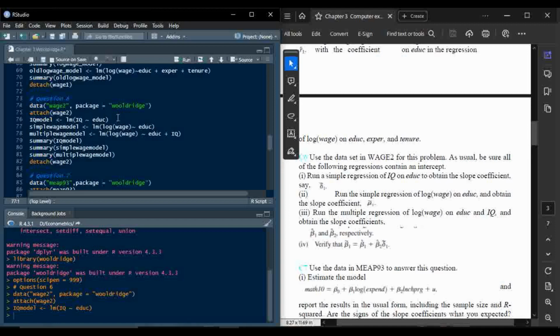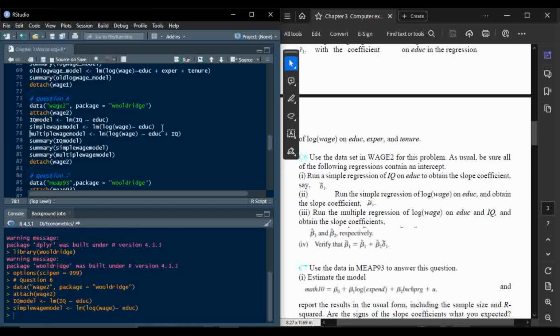Now look at the second part of the question. Run the simple regression of log wage on education and obtain the slope coefficient beta 1 tilde. Now create a model by the name of simple wage model. Use the assignment operator, then lm, and in the bracket use log wage tilde education. Press Ctrl plus Enter. And then the third part says run the multiple regression of log wage on education and IQ and obtain the slope coefficients beta 1 cap and beta 2 cap. Create a new model by the name of multiple wage model, use the assignment operator and log wage tilde education plus IQ.